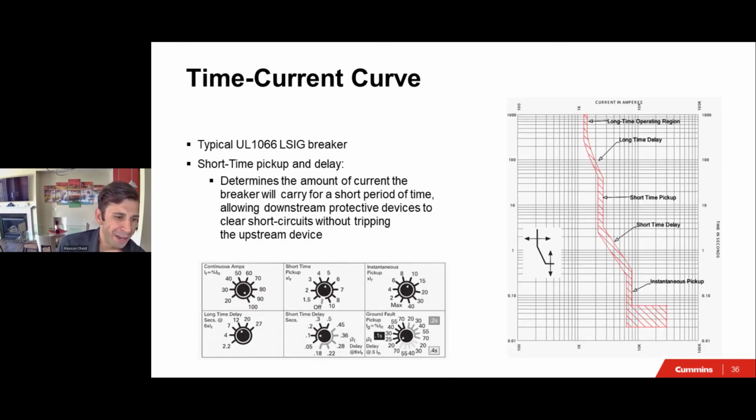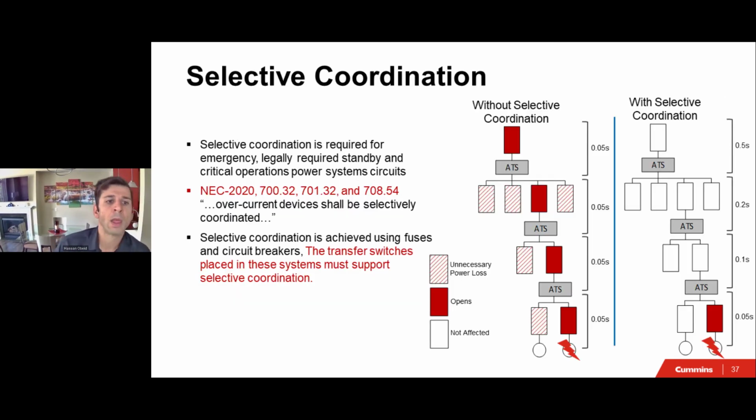Talking about how we relate that to a breaker, typical 1066 LSIG breakers have about 6 knobs or more that we can dial and change to meet our various application needs. We're just going to focus on the short time pickup, which determines the amount of current that the breaker will carry for a short period of time, allowing the downstream breakers enough time to trip and clear the fault. So now how do we tie this back into the transfer switch and into selective coordination?